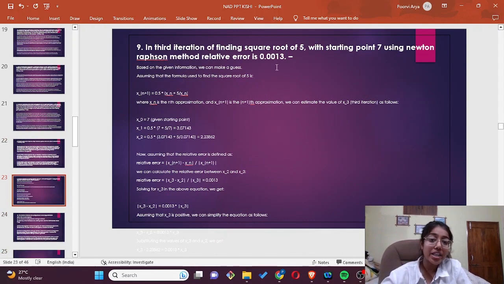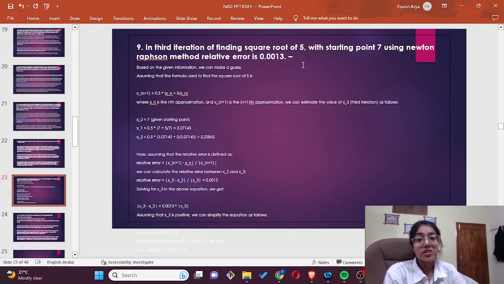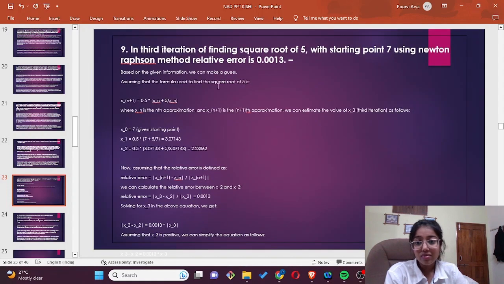In the third iteration of finding the square root of phi with starting point 7 using the Newton-Raphson method, the relative error is 0.0013. Okay, so we have to solve this to test this. Based on the given information, we can take that the square root of phi is x(n+1) = 0.5 times (xn + phi/xn), where xn is the nth approximation and x(n+1) is the (n+1)th approximation. We can estimate the value of x3, the third iteration, as follows.